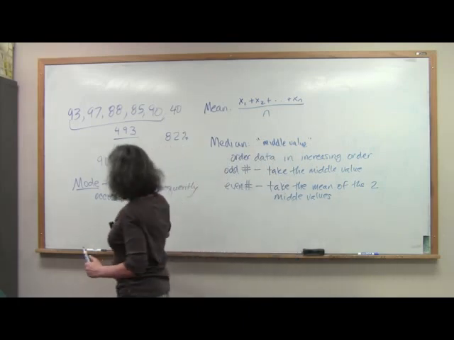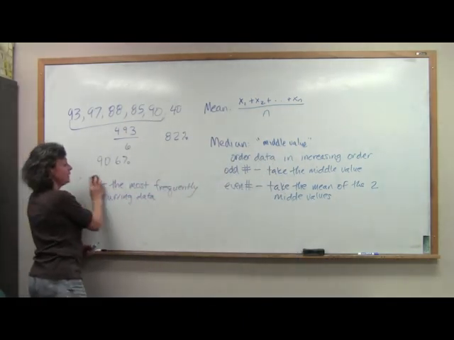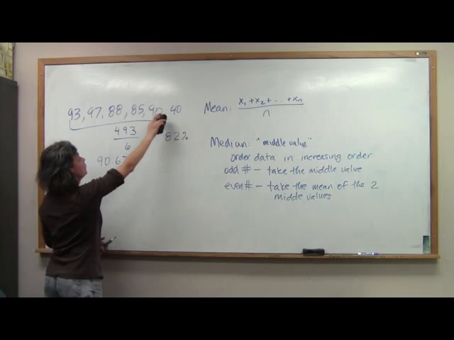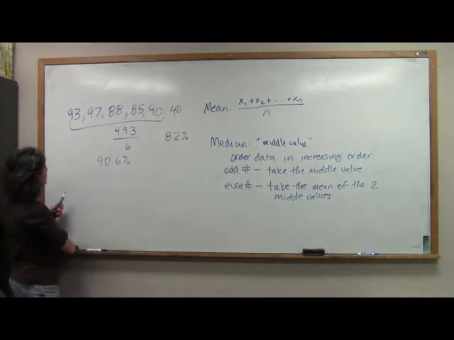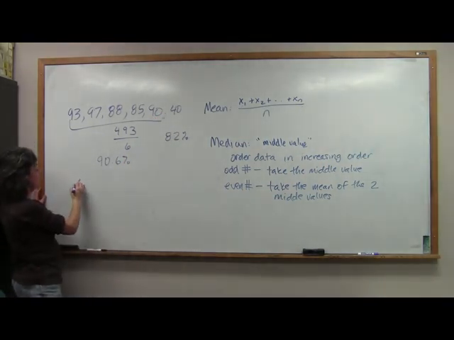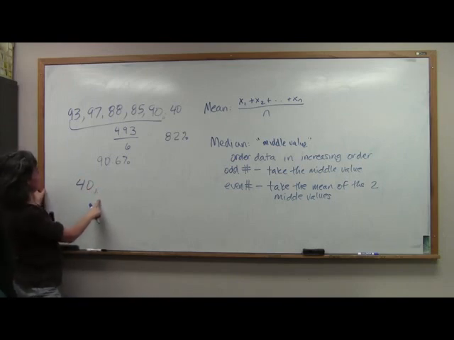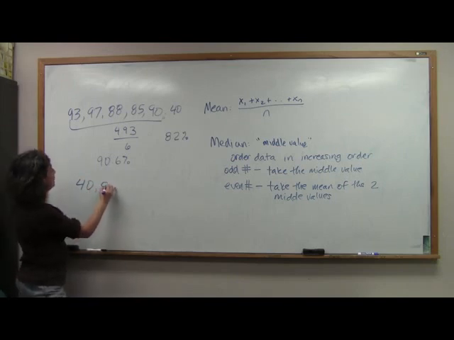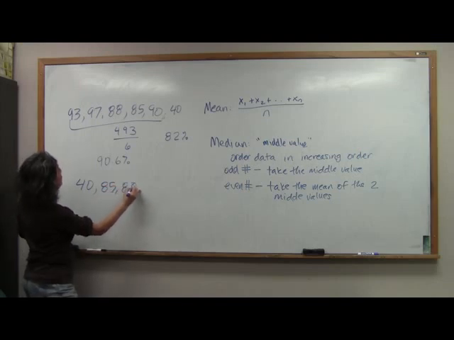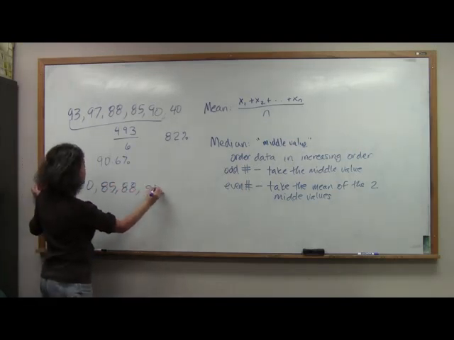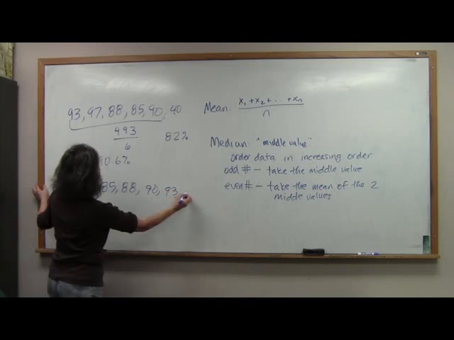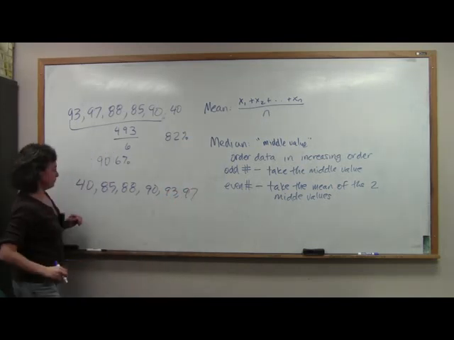All right, now, suppose we wanted to find the median of that data set, and we will include the 40. Okay, if we wanted to find the median, what we would do is order them from smallest to largest. So we've got 40, then 85, 88, 90, 93, and 97.